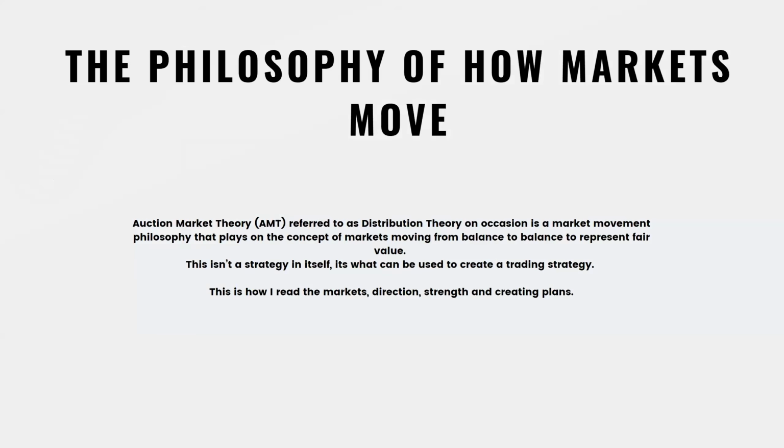The philosophy of how markets move, right? It's auction market theory, AMT, is generally referred to, or maybe not as commonly, but as distribution theory. Distribution theory brings in the concepts of breaking down where distributions are in the market based on volume. So, like I said, it's a philosophy that plays on the concept of markets moving from balance to represent what we call fair value. The market is a constant, infinite, two-way auction that is always in search of value and fair value. Where traders deem fair value to be, that's where the price is going to rotate the most.